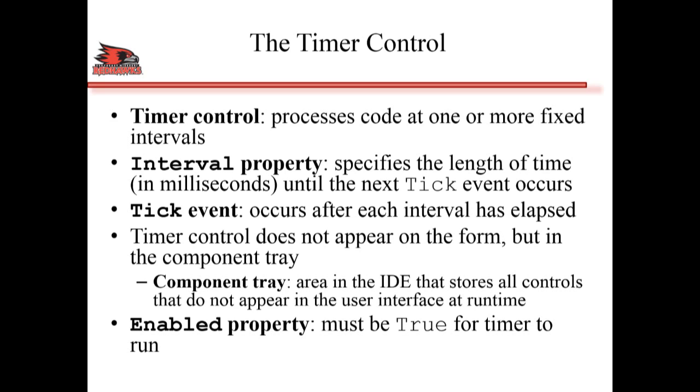Rather, it's placed into the component tray, which is generally displayed below the form. Again, this is the area in the program where it shows all the controls that do not appear in the user interface while it's running. And to make it work, or have the timer running, it has an enabled property, so that you want to enable it or not. So if it's true, then the timer will run.